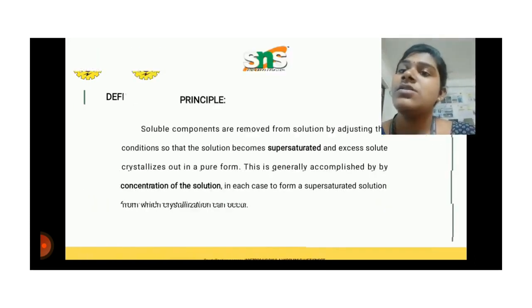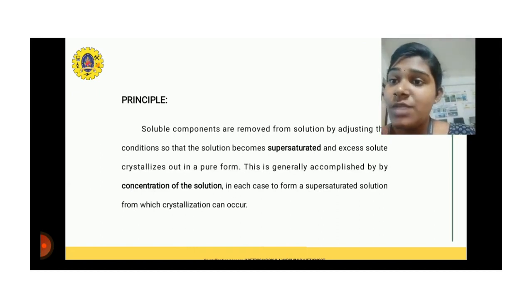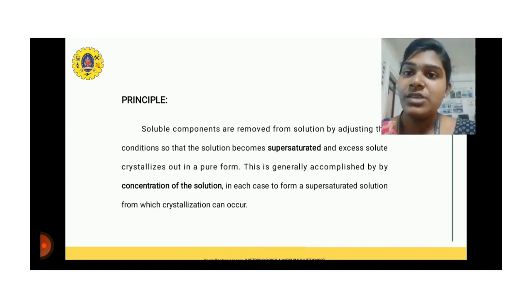So what is the principle of crystallization? Let us see about it. Soluble components are removed from the solution by adjusting the conditions so that the solution becomes supersaturated, and the excess solute crystallizes out in a pure form. This is the basic principle of crystallization, and it is generally accomplished by concentrating the solution, in each case giving a supersaturated solution from which crystallization can occur.